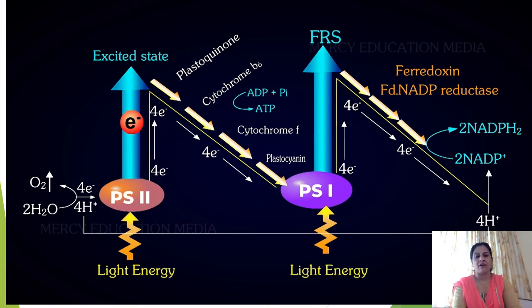Electrons from water return back to PS2 to make it again on the ground state, so that it will again continue with the process. So PS2 is getting electrons from water, not from its own cycle. Hence the process is called non-cyclic photophosphorylation.